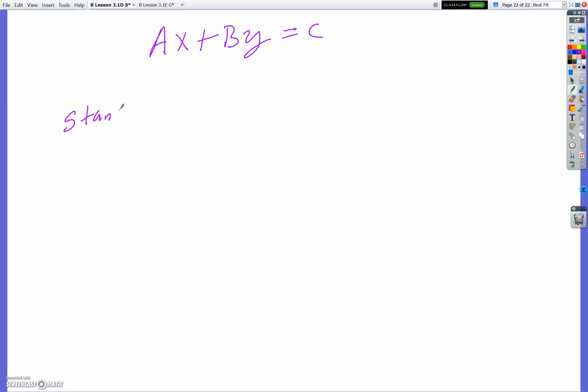Standard form is used for only one reason, and that's to find x and y intercepts. That's the only reason why we use it, is to find those 2 points.